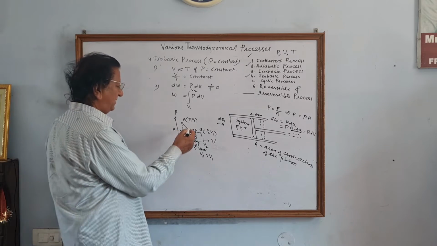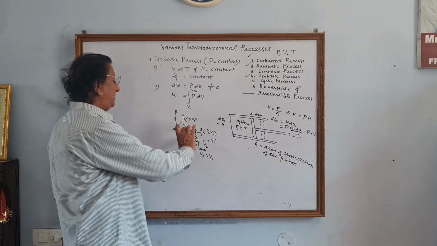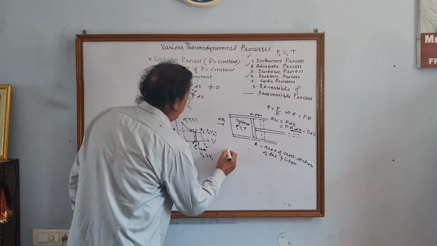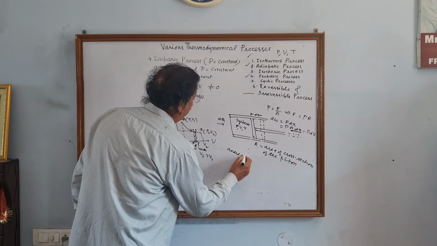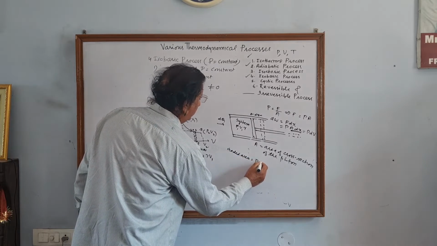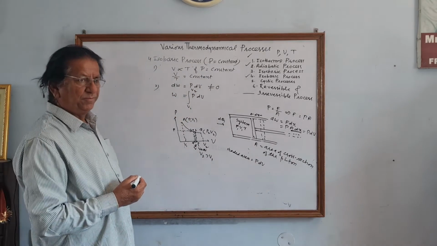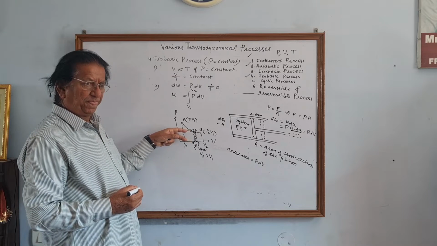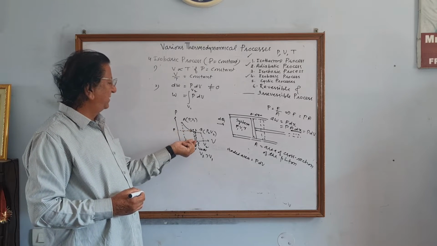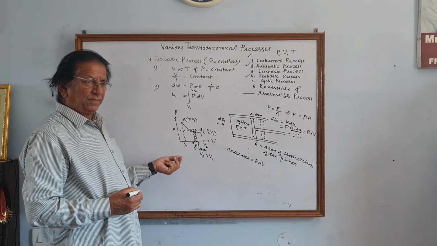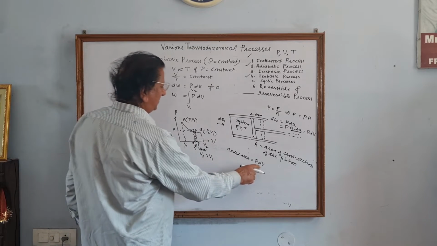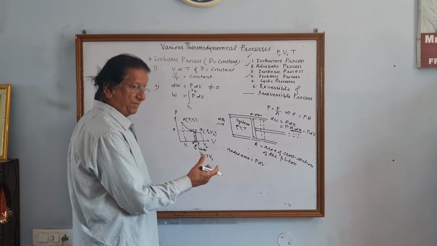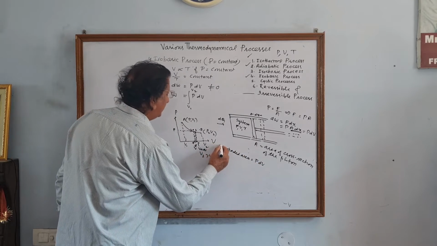Then you see the shaded area. One side will be P, another side will be dV. So this shaded area is P into dV. The shaded area is rectangle in shape, one side P, another side dV. That means to change the volume of the system by a small amount, you have to do a small work, that is P dV.